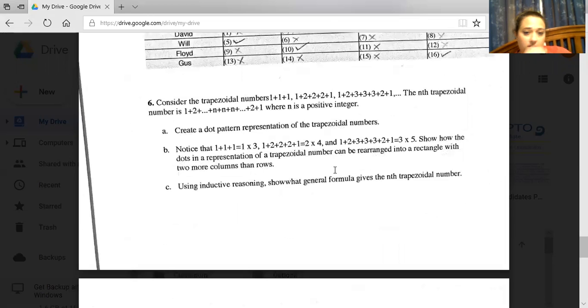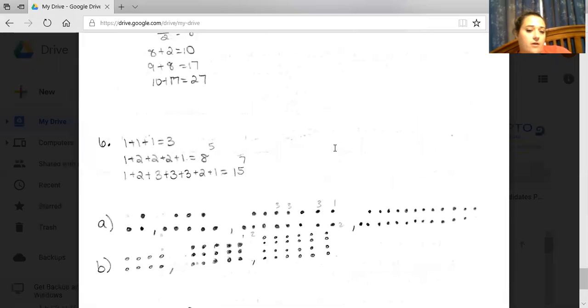Number 6. Let me get my table here. Number 6. So the pattern shows 1 plus 1 equals 3. I'm sorry, 1 plus 1 plus 1 equals 3. 1 plus 2 plus 2 plus 2 plus 1 equals 8.